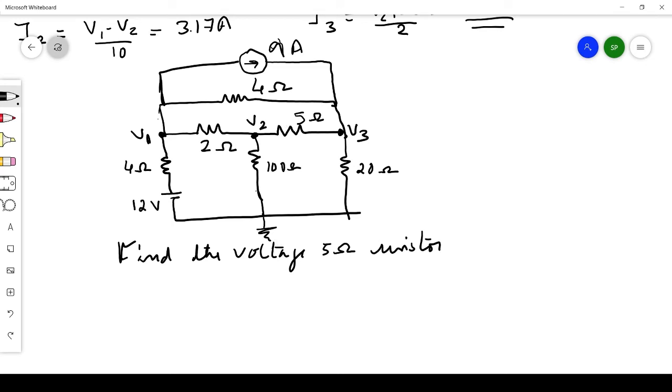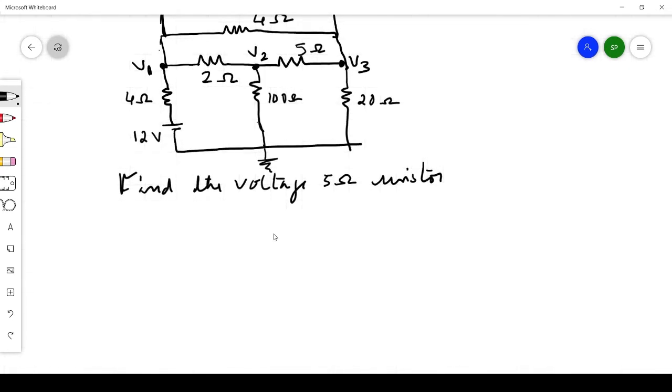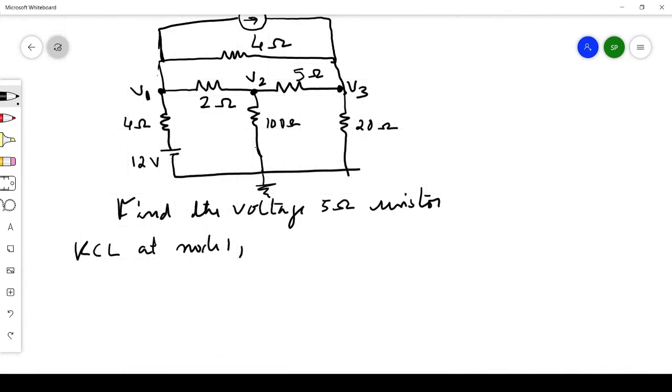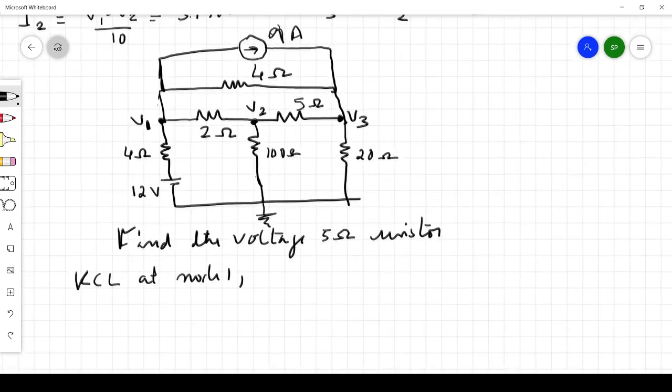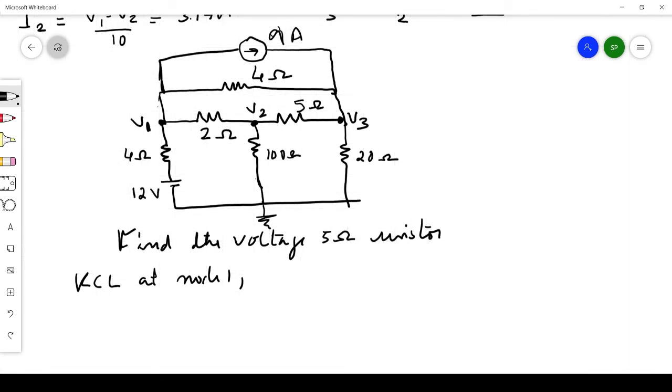Let us assume that all the currents are moving away from the node. So KCL at node 1. How many branches are there? You can see one branch with 4 ohm, which is in series with a 12 volt battery. Then another branch with a 2 ohm resistor, then another branch with 4 ohm, and another one with this current source 9 ampere. When you write the KCL at V1, you have to consider all the branches and write the equation.